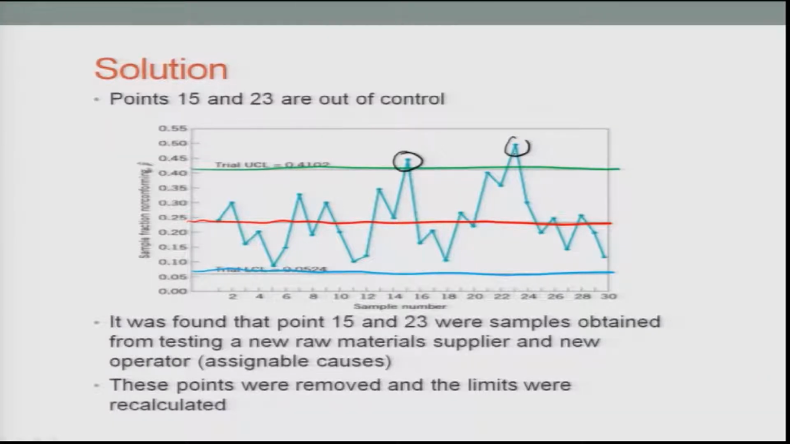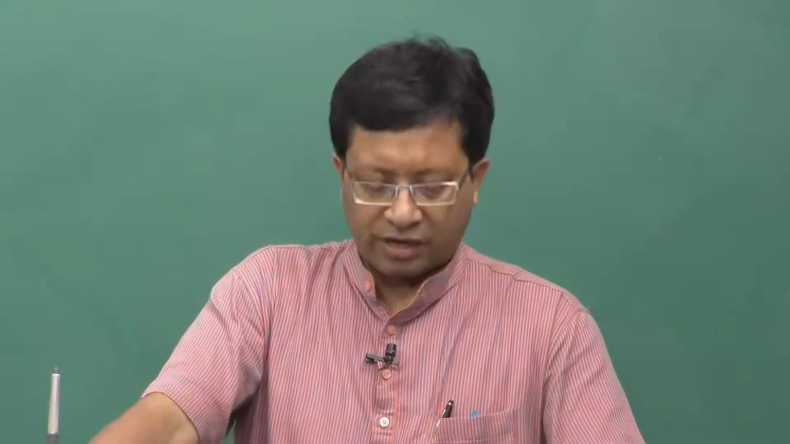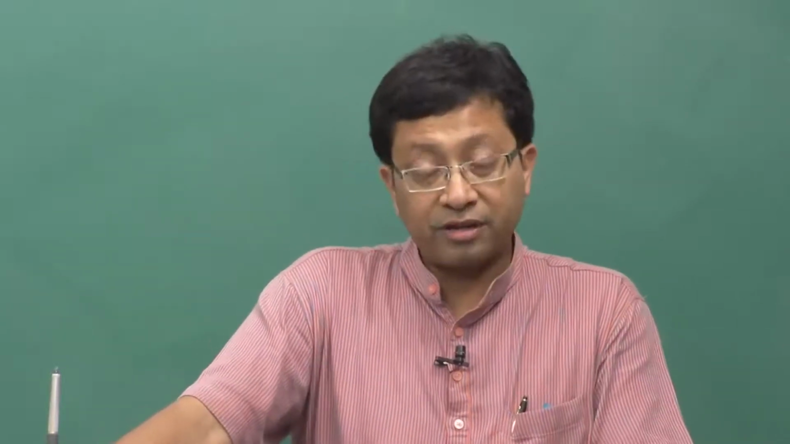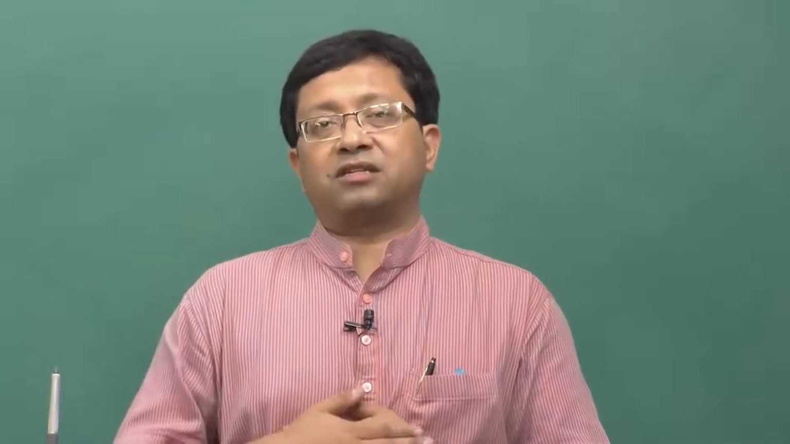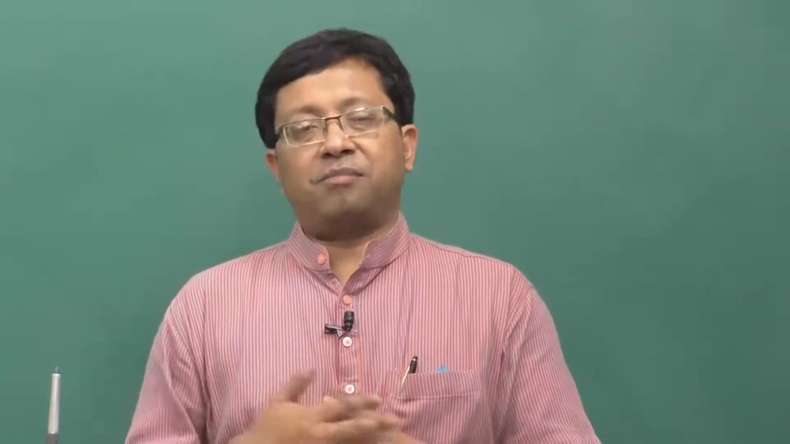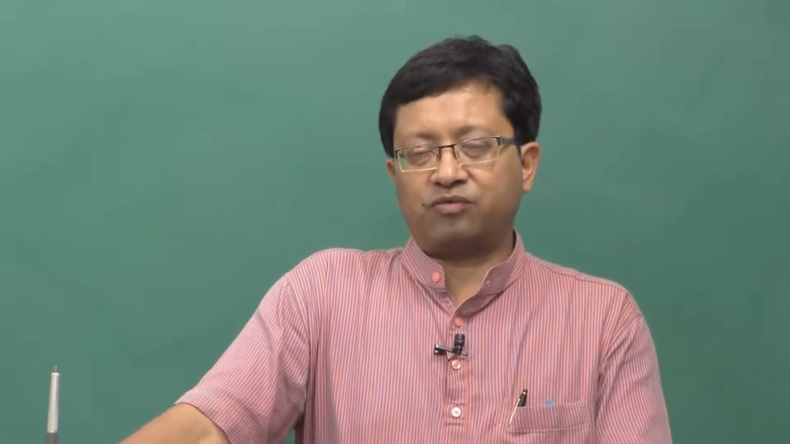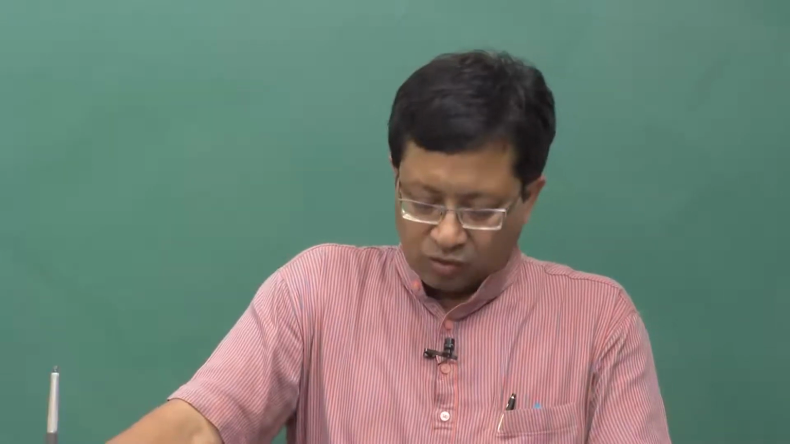If you see the solution and try to solve it, the 15th and the 23rd readings are out of control. So, obviously there are some problems related to assignable cause and unassignable cause, and you have to take corrective actions. It was found that samples 15 and 23 were obtained from testing new raw materials. That means if the raw materials have come, maybe the moisture content is more, maybe the density is more, maybe the specific gravity has changed, maybe, for example, the tensile strength is different. Based on that, there may be some reasons why those 15th and 23rd readings were out of control. So, let us continue reading it.